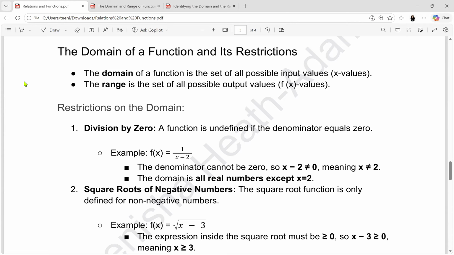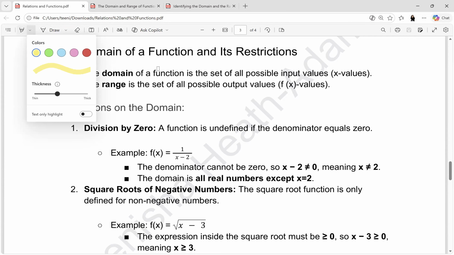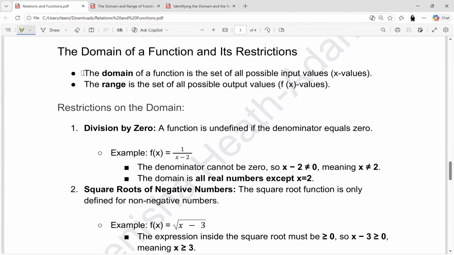Now, to get started, we need to recall what the domain of a function is. The domain of a function is the set of all possible input values. That's your x values, right? So which x values you can substitute into that function and get a corresponding y value. That's basically what the domain is. And then your range is the set of all possible y values, right?